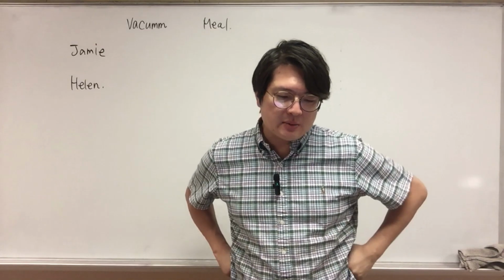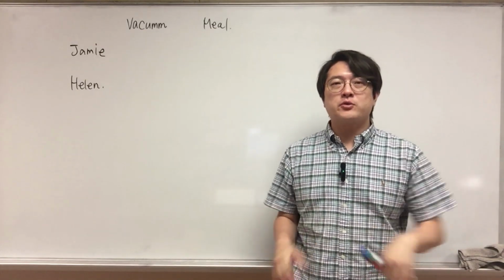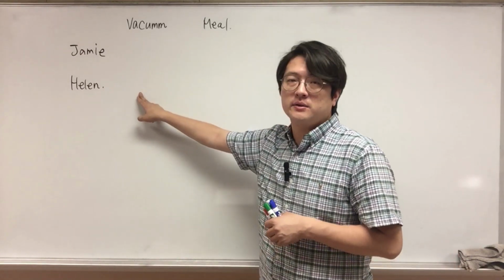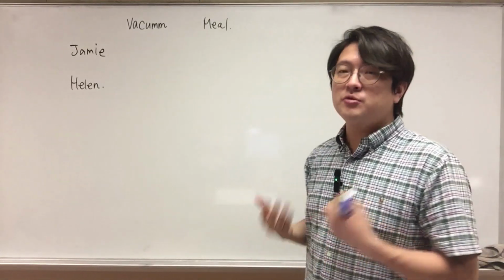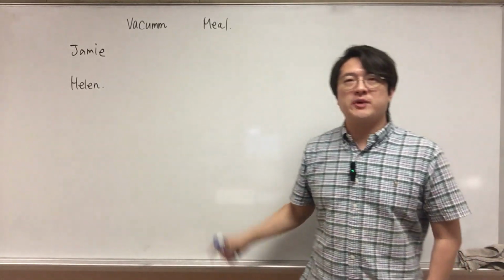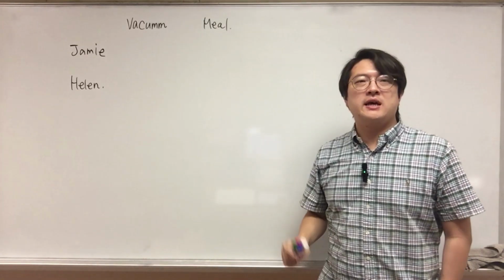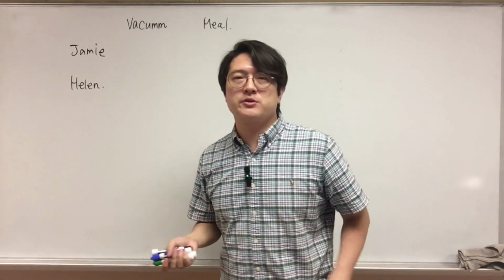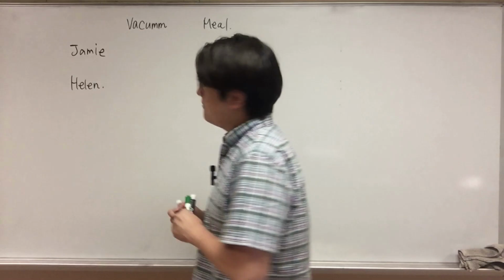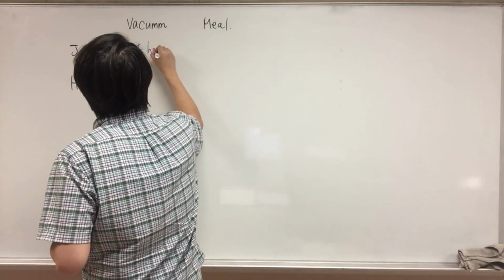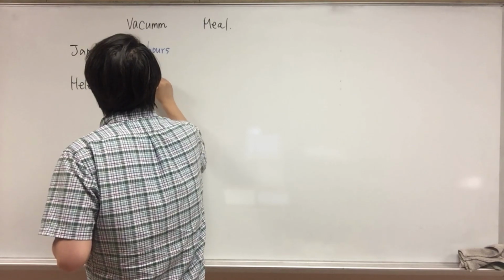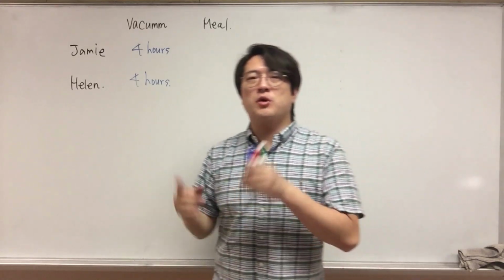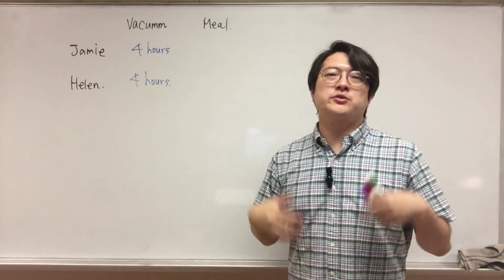Let me give you an example about opportunity cost and comparative advantage for Jamie and Helen. Jamie and Helen have two housework tasks to do: one is to vacuum the house, and the other is to make food. Jamie and Helen both take 4 hours to vacuum the house. On the other hand, it takes Jamie 1 hour and Helen 2 hours to cook.